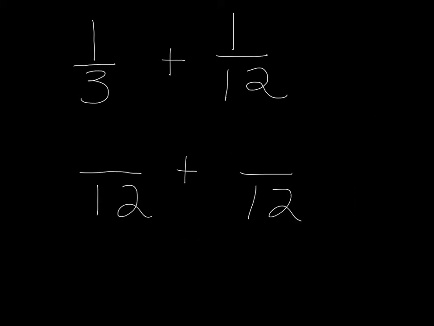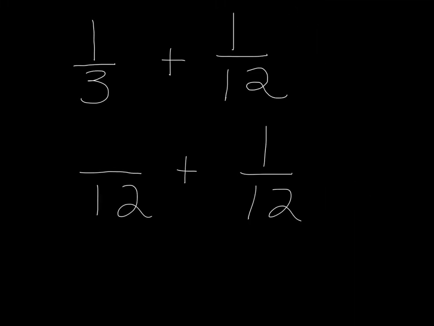Now that they have like denominators, they need to follow this fraction rule. Whatever I do to my denominator, I do to my numerator, and whatever I do to my numerator, I do to my denominator. So, this is how I word it with the children. What did I multiply my 12 by to equal 12? I multiplied it by 1. Whatever I do to my denominator, I must do to my numerator. So I must multiply this numerator by 1. 1 times 1 is 1.